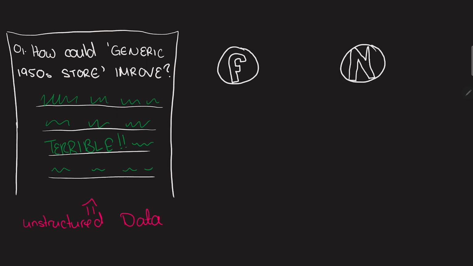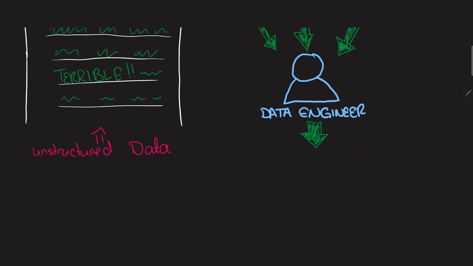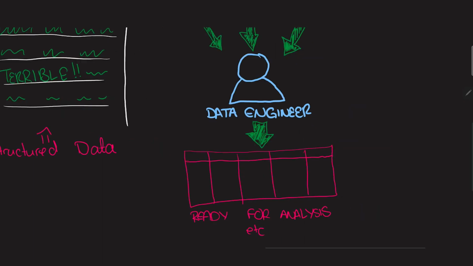So long story short, the role of the data engineer is to extract data from different sources and then transform it into a format that can then be used by data analysts and data scientists. A common acronym that you'll see when dealing with data engineering is ETL, which stands for Extract, Transform, Load. That pretty much sums up what the core of data engineering is.